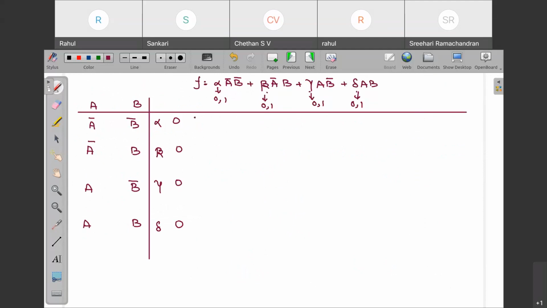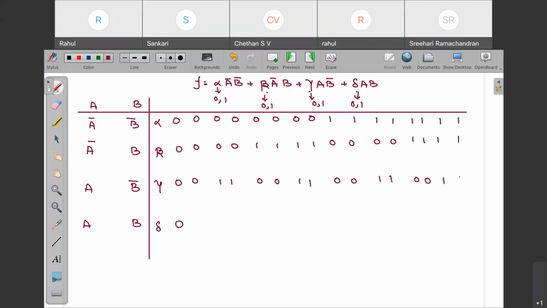Basically your alpha, beta... okay. So these are the combinations of alpha, beta that I can make. So look very carefully.